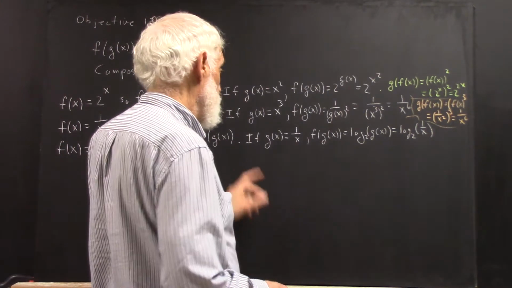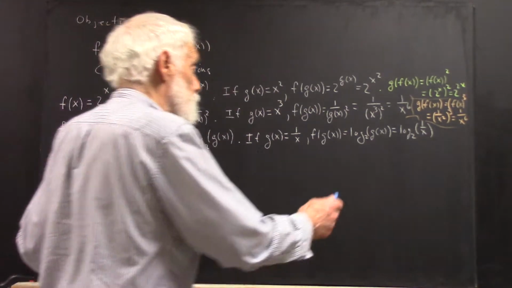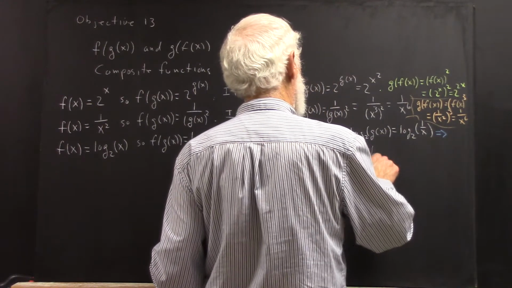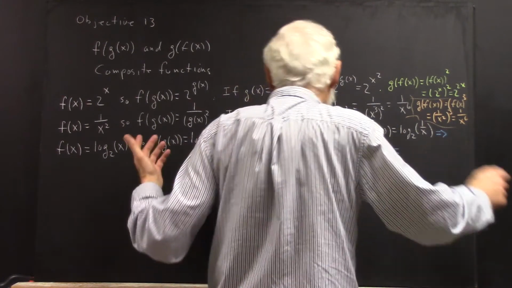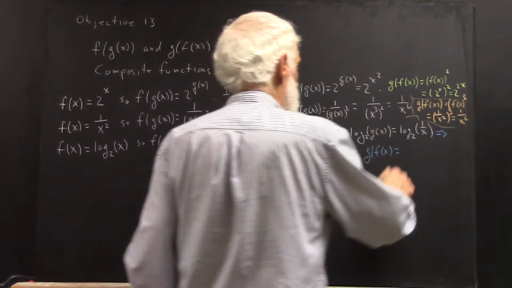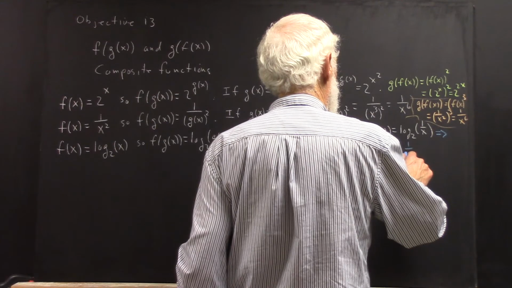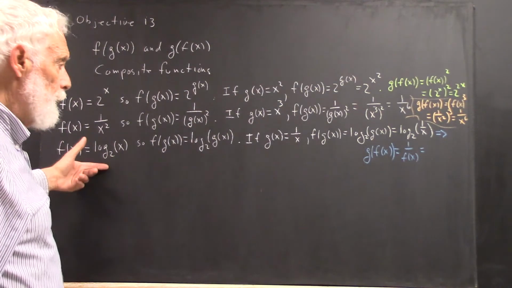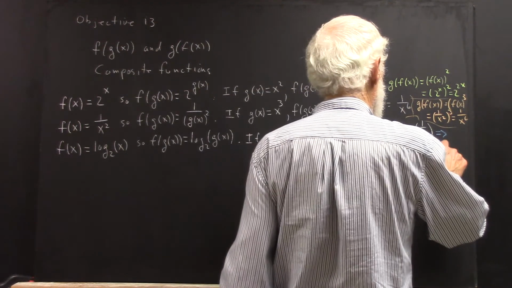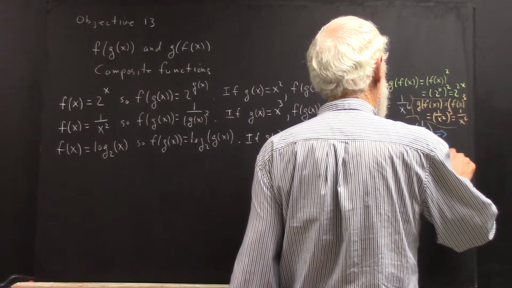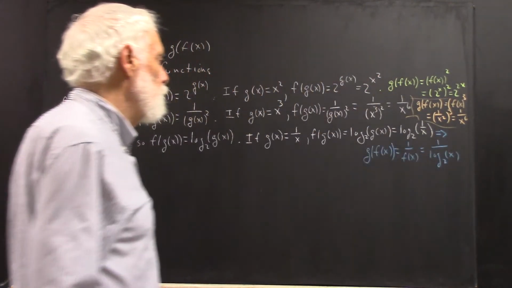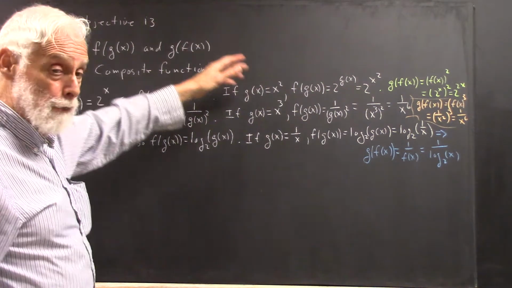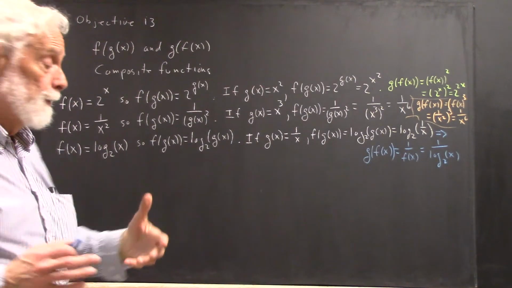Then, in the third line, what's g of f of x? Well, let's see. What's g of x? It's 1 over x. So g of f of x is 1 over f of x. And f of x is log base 2 of x. So that's 1 over log base 2 of x. So this illustrates how you can form f of g of x and g of f of x if you're given the functions f of x and g of x.